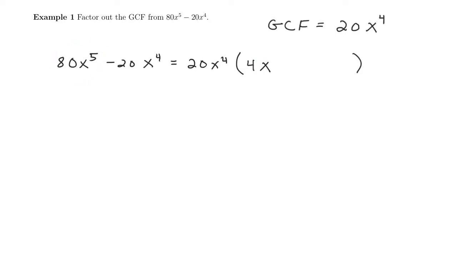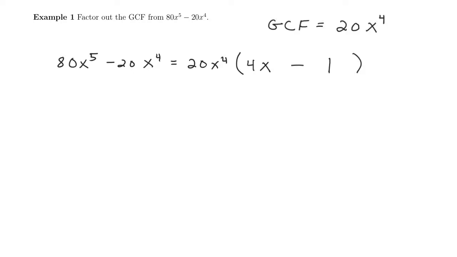To complete this problem, I just need to place something over here so that when I distribute my 20x to the fourth, I end up with a negative 20x to the fourth. It seems like 1 should do the trick, but I'll make it negative 1. That does it, it's perfect. If I check my answer, this to here gives me my 80x to the fifth, this to here gives me my negative 20x to the fourth, and this is what it looks like to factor using the greatest common factor.